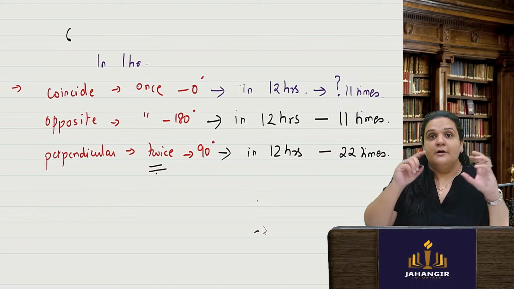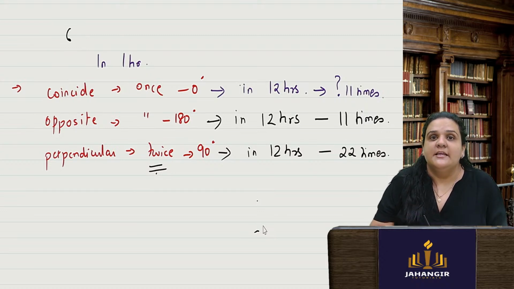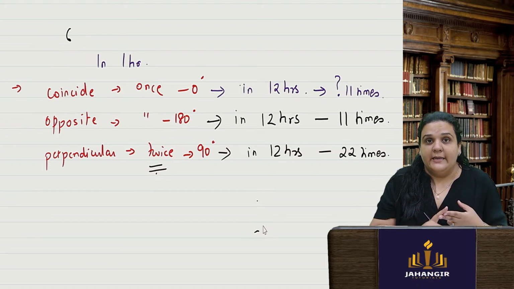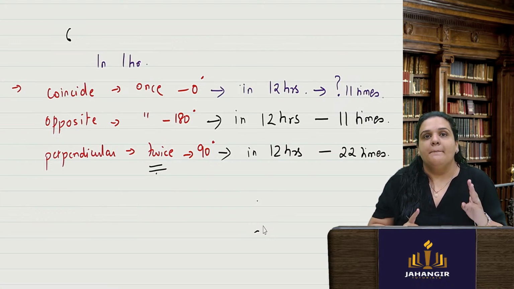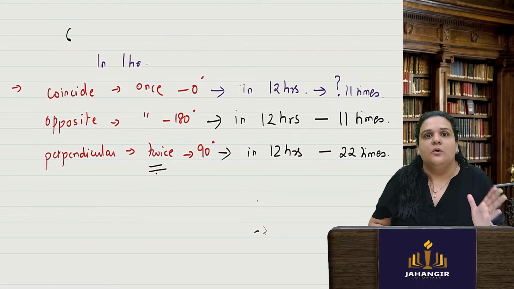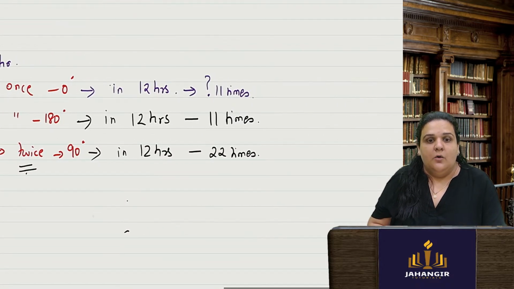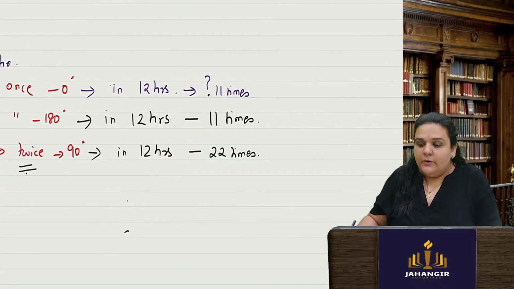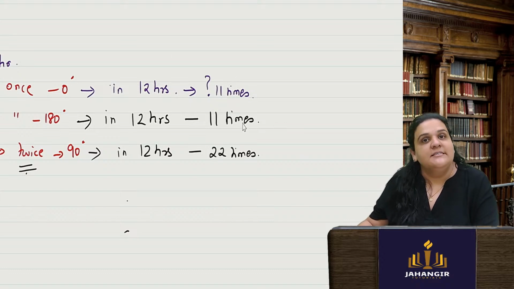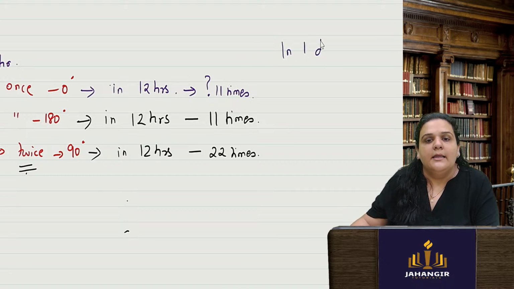So in a 12-hour clock, coincide will happen only 11 times. Opposite, they will be exactly opposite to each other, again 11 times, and they are going to be perpendicular only 22 times. Okay, this is the theory. This is the concept. You have to fix this in your heart and mind. Only then we will be able to answer the questions for clocks. All these concepts are very important. Therefore, since in 12 hours it is 11 times, if they ask you a question in one day, it will be how many times? In one day means 24 hours.